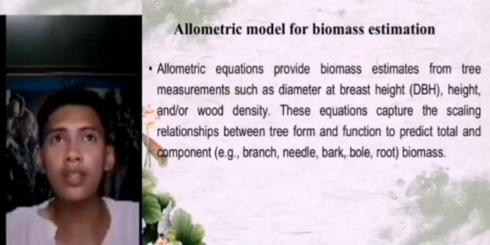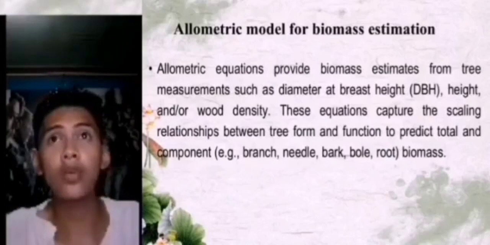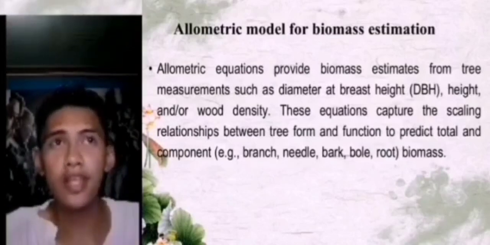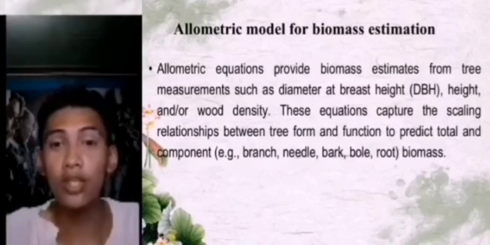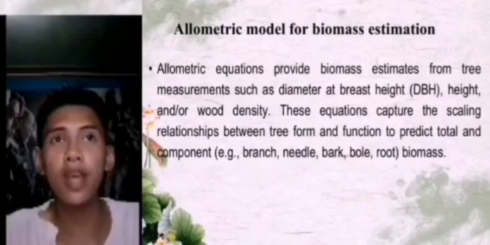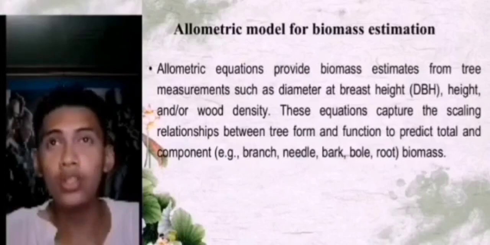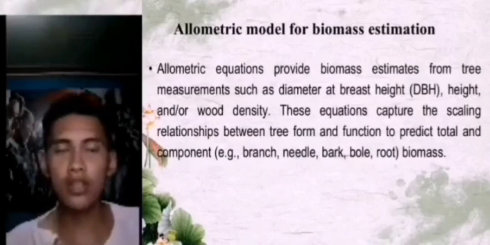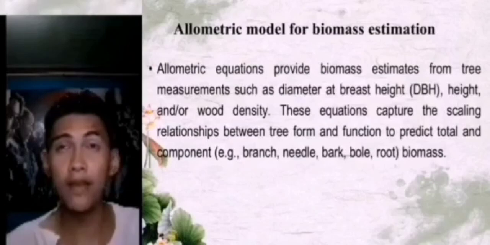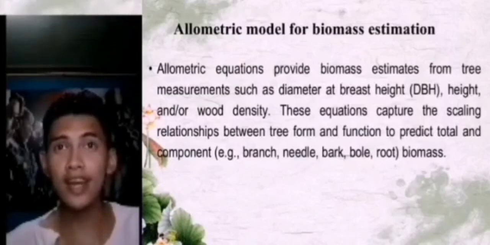So what is allometric biomass estimation? Allometric equations provide the biomass estimates from the tree measurements such as the diameter at breast height, or the DBH. So meaning, DBH is diameter at breast height, height, and or wood density. These equations capture the scaling relationship between the tree from a function to predict a total component, for example, the branch, needle, bark, bole, or root.